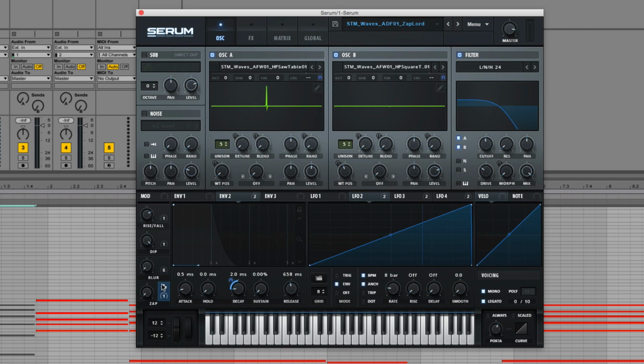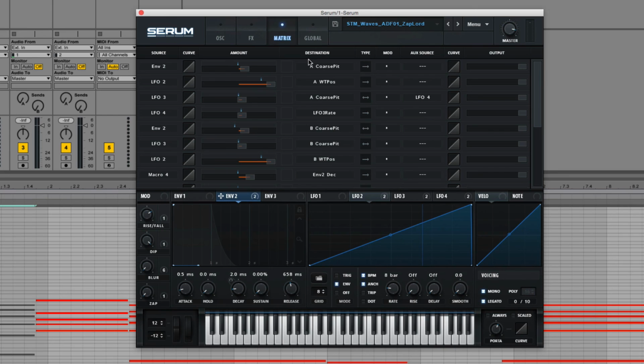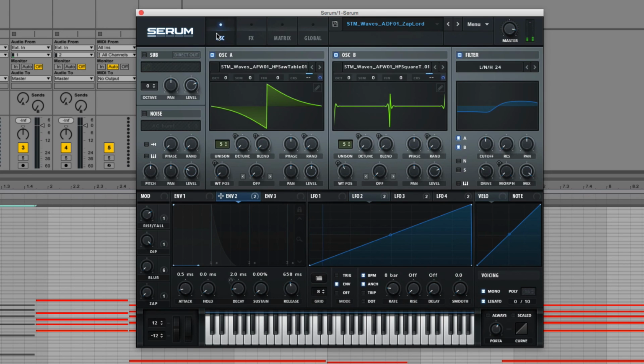We have Zap. Zap increases the decay on envelope 2. Envelope 2 is set on coarse control of these two oscillators. I think there's an incorrect setting here. There's actually an error. I didn't intend for this to be bidirectional, but it sounds cool, so that's neat. And that's where you start getting the zap.